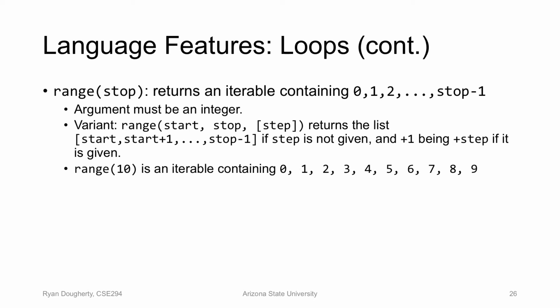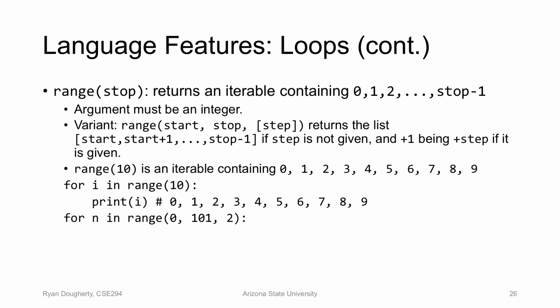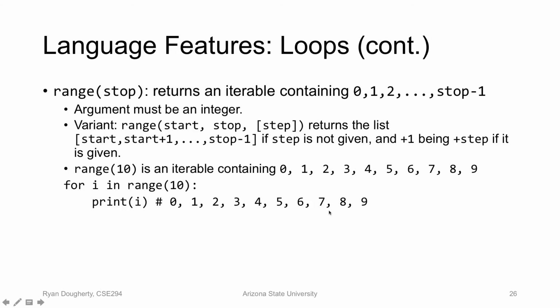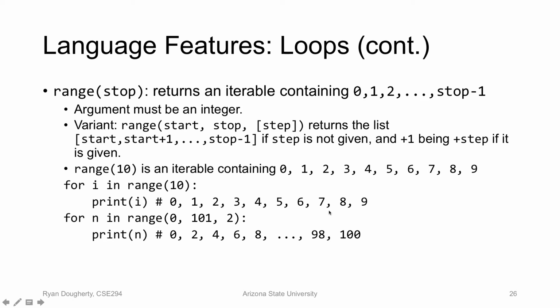Okay? Cool. Range 10, as we've seen, is an iterable containing 0 up to 9. For i in range 10, we can print i. For n in range, so here the start is 0, the stop is 101, and my step is 2. So I should print out 0, 2, 4, 6, 8, all the way up to 100, right? I actually have a bug in the slides, so that should say 0 up to 100. But yeah, so we can have that step integer if we want to, but we don't have to.